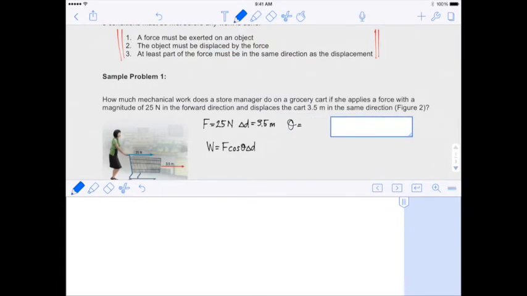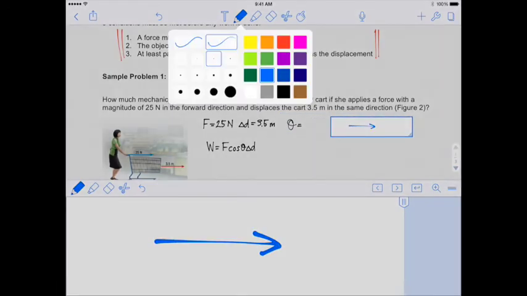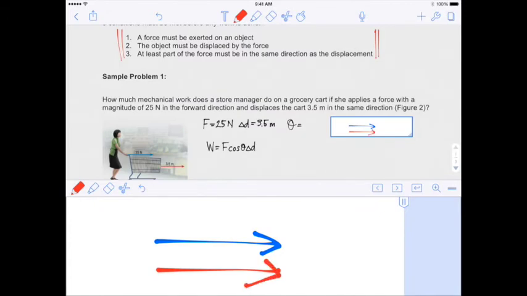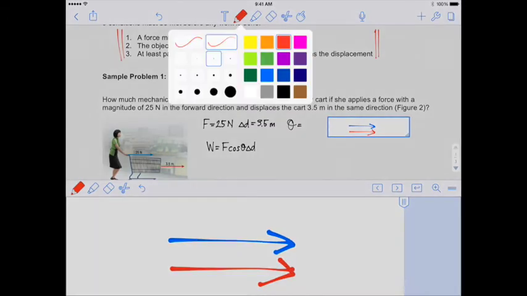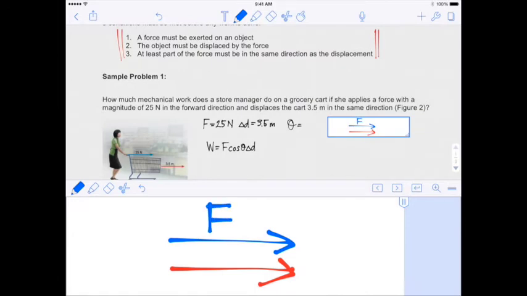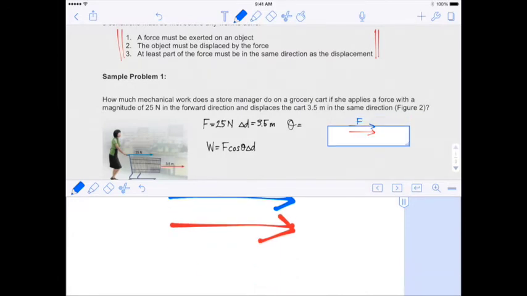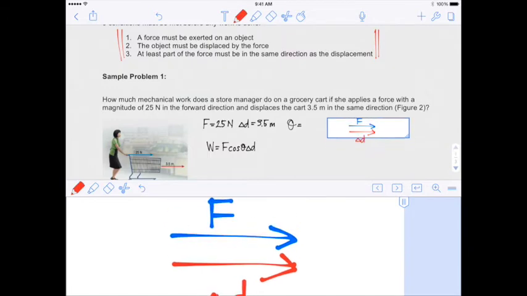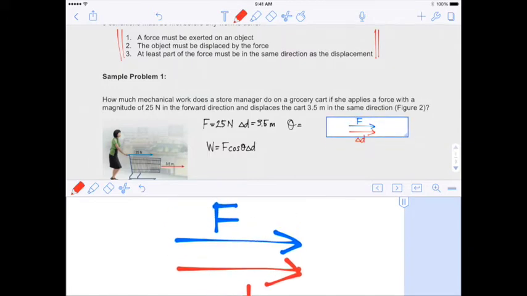So we have force in this direction, forward, and displacement in this direction. So my question to you is, what is the angle in between the force and the displacement? So there can be an angle in between the force and the displacement. In this case, they're in the same direction. They could be in opposite directions. They could be at right angles to one another. But in this case, they're in the same direction. So what is the angle in between them? 0.